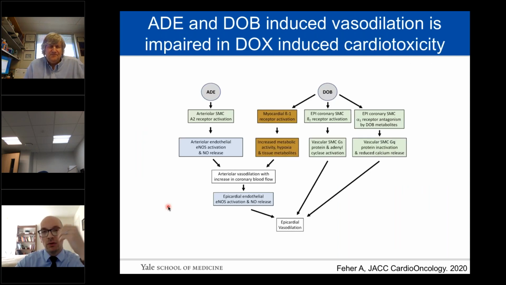And before I go into the data, I would like to show you this scheme so we understand what our data will mean, which describes the adenosine and dobutamine-induced epicardial dilation. So adenosine activates arterial smooth muscle cell A2 receptors and arterial endothelial eNOS, and it causes increase in flow in the epicardial vessels, which will lead to epicardial vasodilation. On the other hand, dobutamine is primarily acting on cardiomyocytes with the beta-1 receptor activation, increased metabolic activity, hypoxia, and tissue metabolites, again, which will lead to epicardial dilatation. So there's a difference between the two mechanisms.